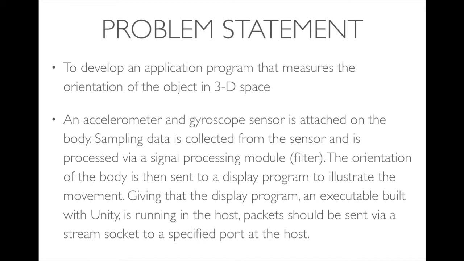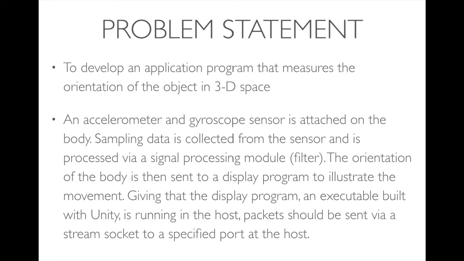The problem statement of this assignment is to develop an application program that measures the orientation of an object in 3D space. So an accelerometer and gyroscope sensor is attached to the body. Sensor data is collected and processed by a signal processing module, the filter. And this processed output is sent to a display program to illustrate the movement.